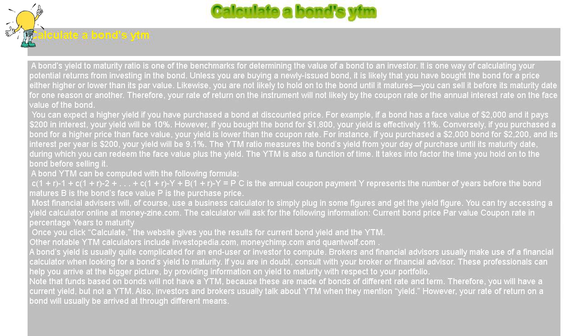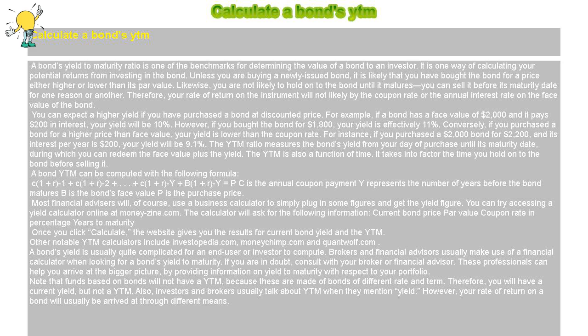Calculate a bond's YTM. A bond's yield-to-maturity ratio is one of the benchmarks for determining the value of a bond to an investor. It is one way of calculating your potential returns from investing in the bond.